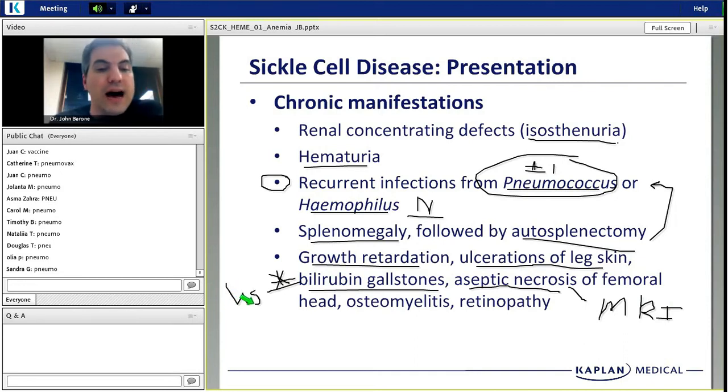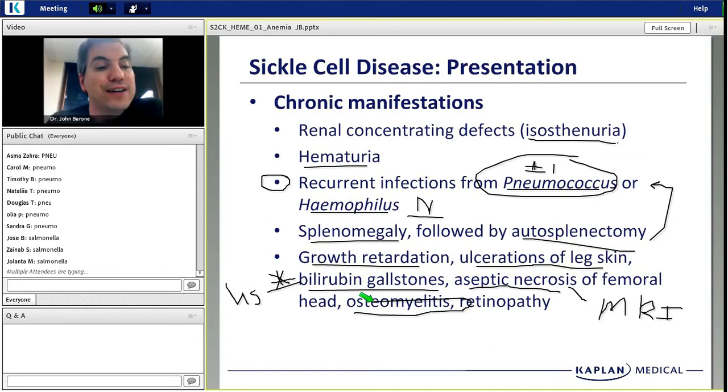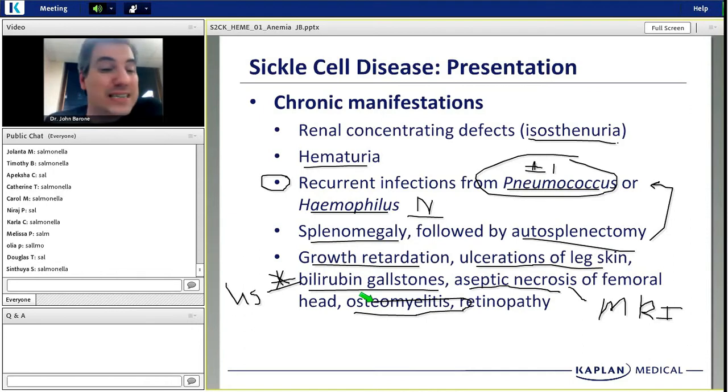Okay. Now, obviously, osteomyelitis can be an issue, but what bug is kind of unique here? What bug are they going to visit? Salmonella. Very rare, but they can get Salmonella osteomyelitis here. That's pretty darn cool. You don't see that. It's very rare, Salmonella osteomyelitis.